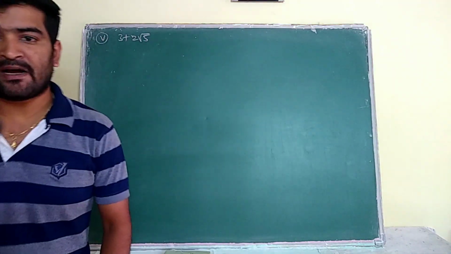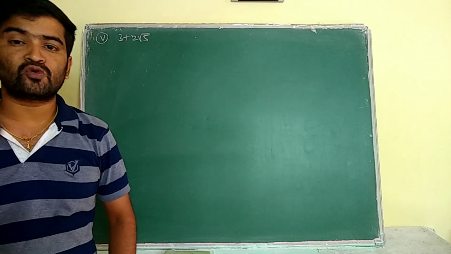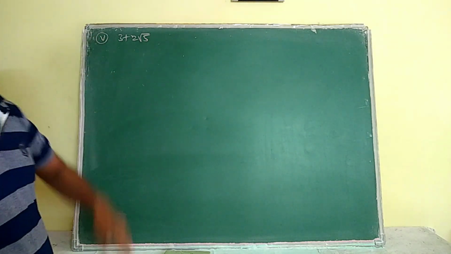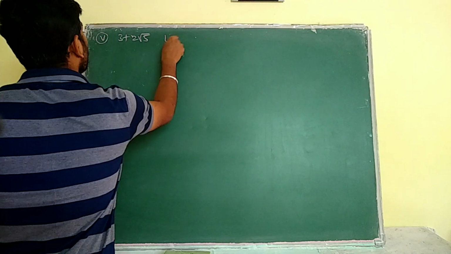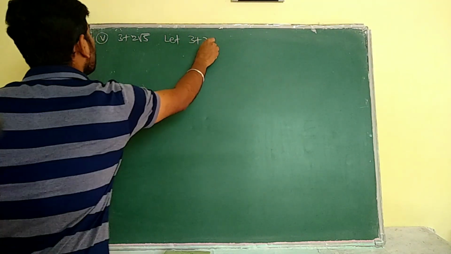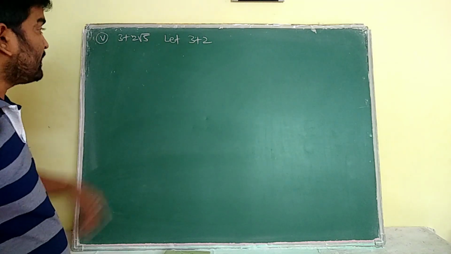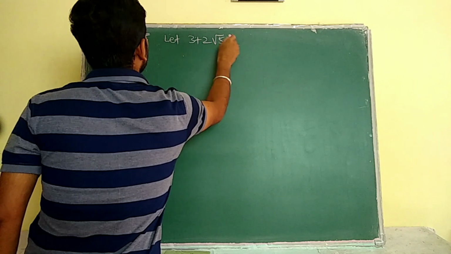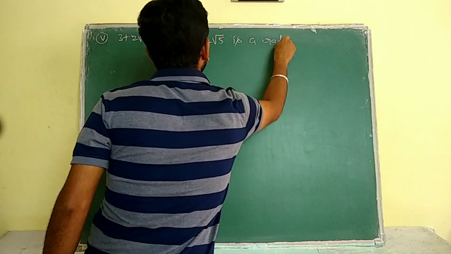Okay? See, fifth question. Here he asked us to prove that 3 plus 2 root 5 is an irrational number. Again we have to prove that by proof of contradiction. So for that we have to assume that 3 plus 2 root 5 is a rational number. Okay?